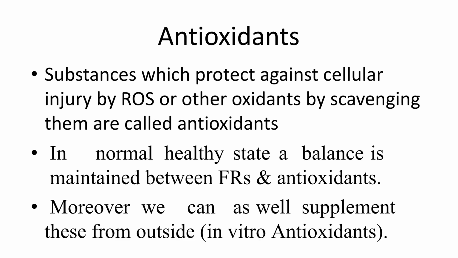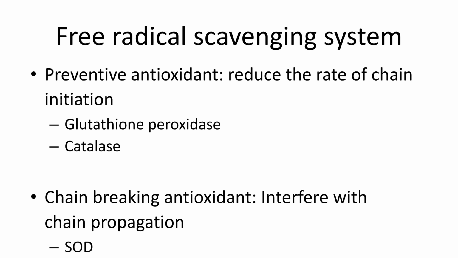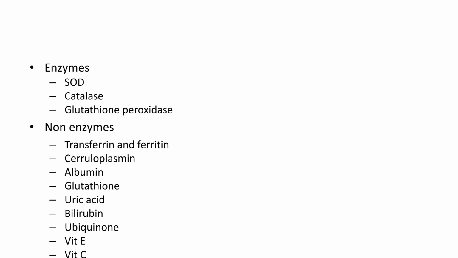This image highlights the critical role of antioxidants in combating free radical damage. Antioxidants protect against cellular injury by scavenging ROS and other oxidants. In a healthy state, there's a balance between free radicals and antioxidants. We can also supplement these antioxidants externally. Antioxidants can be broadly classified into two categories: enzymes like SOD, catalase, and glutathione peroxidase, and non-enzymes, which include various proteins, vitamins, and other compounds like transferrin, Vitamin E, and Vitamin C.